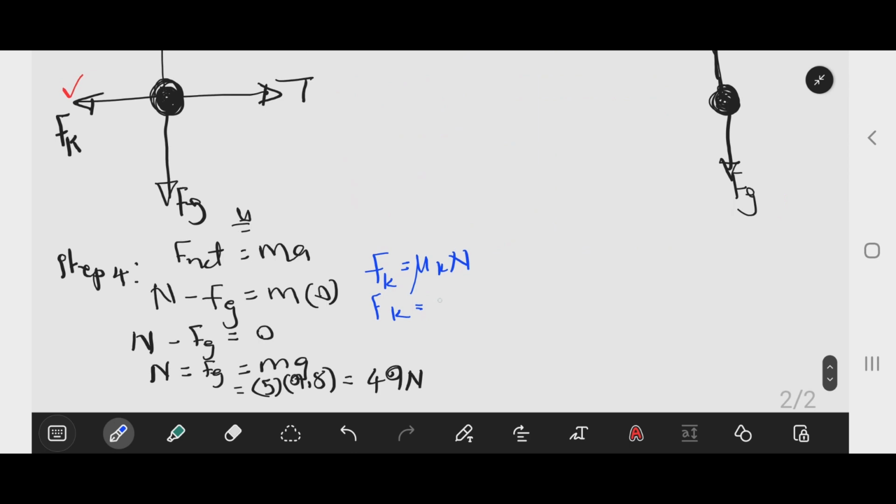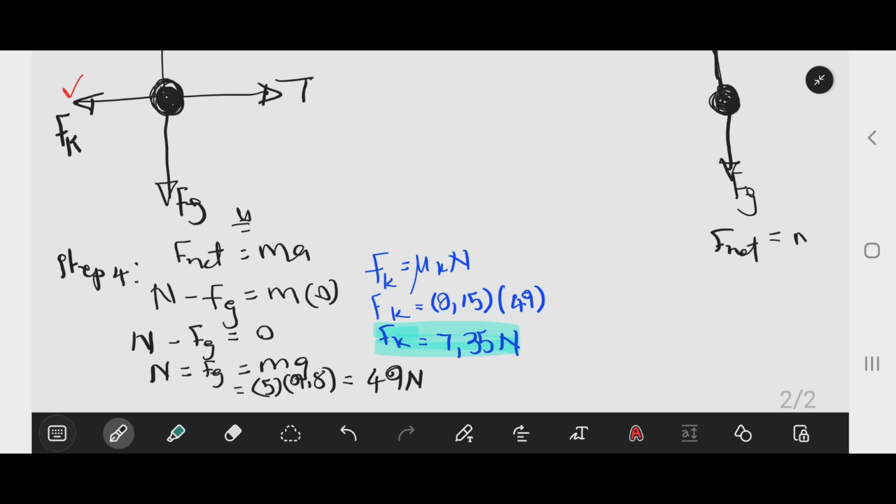So we use 0.15 multiplied by the normal force, which is 49. So the friction is equal to 0.15 multiplied by 49, and we get 7.35 newtons for our kinetic friction. Okay, so we are done with Fnet in the y-axis for the first object. Let's go to the second object.